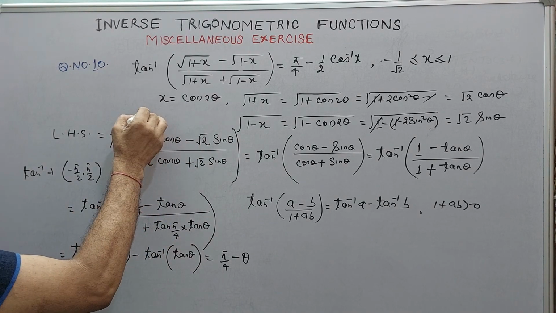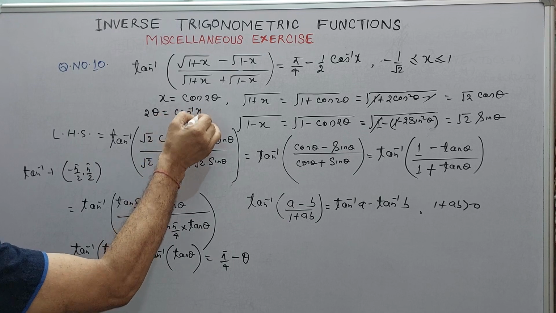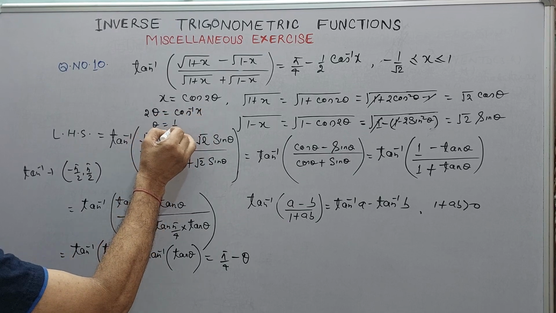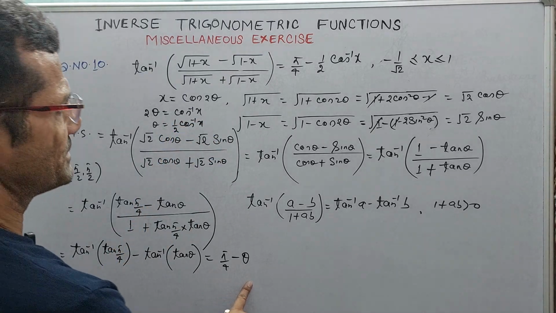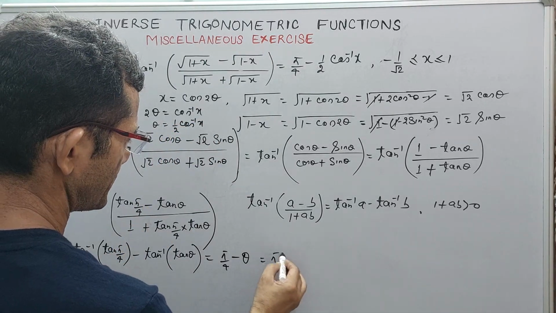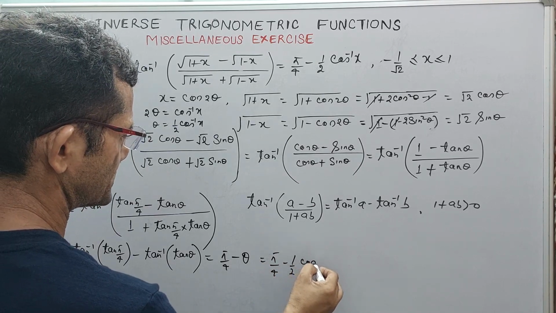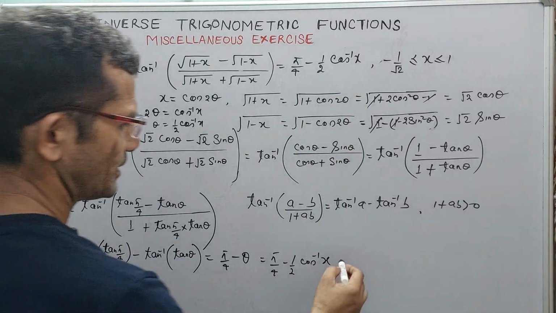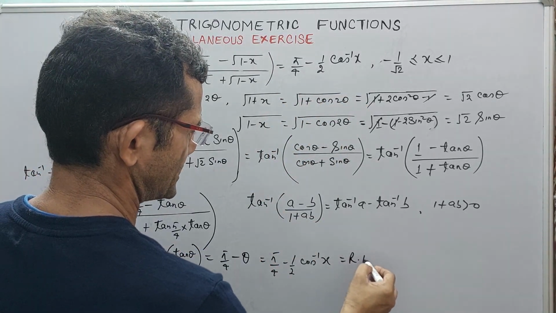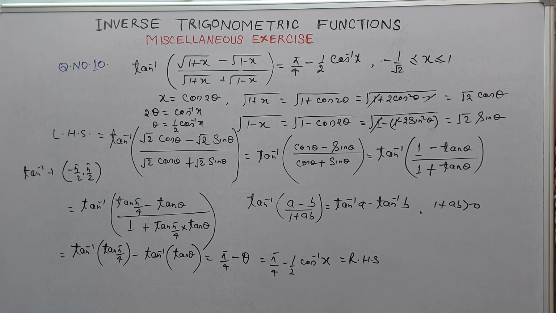So here 2 theta is equal to cos inverse x, and theta will be half of cos inverse x. So now this theta is replaced by pi by 4 minus half of cos inverse x. So now this will be our right hand side. This expression becomes the right hand side of the given problem number 10.